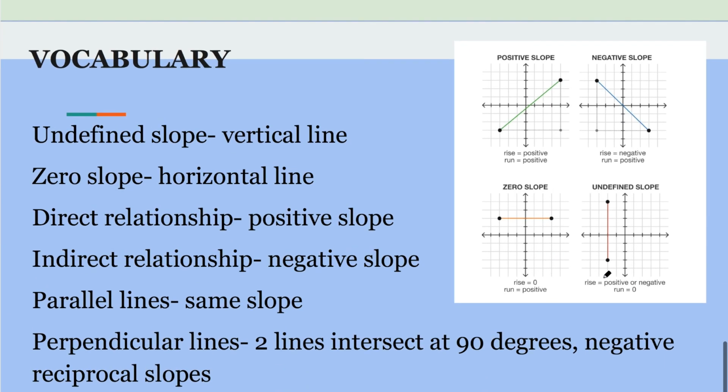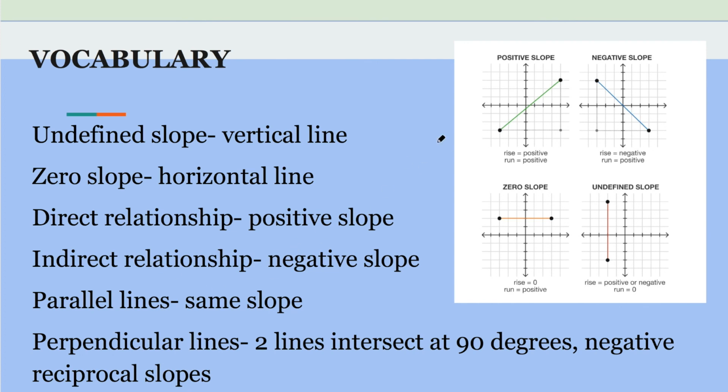Last thing we're going to talk about today is just some vocabulary to remember with lines. An undefined slope is a vertical line. A zero slope is a horizontal line. A direct relationship would be a positive slope. So as the variable on your x-axis increases, so does your variable on the y-axis. They increase together and decrease together.